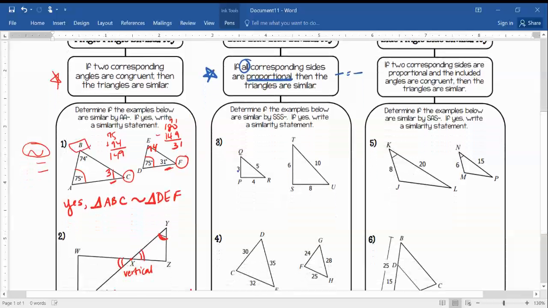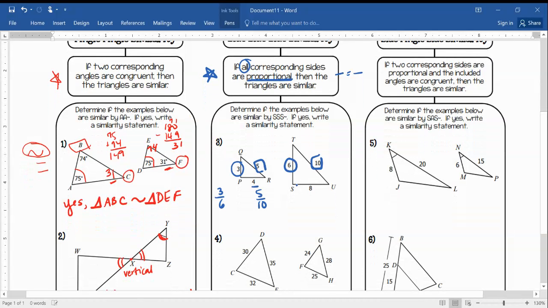All right, so we need to figure out what side corresponds from the first one to the second one. So it looks to me like 3 and 6 correspond. So let's do a ratio of 3 and 6. And then 5 and 10. And then lastly, 4 and 8.